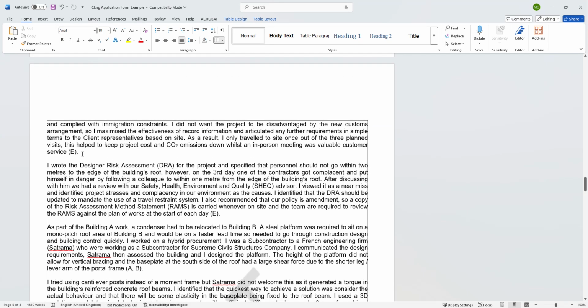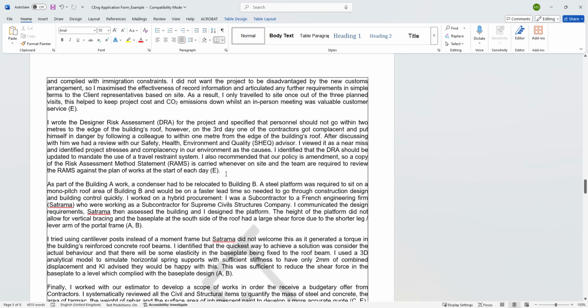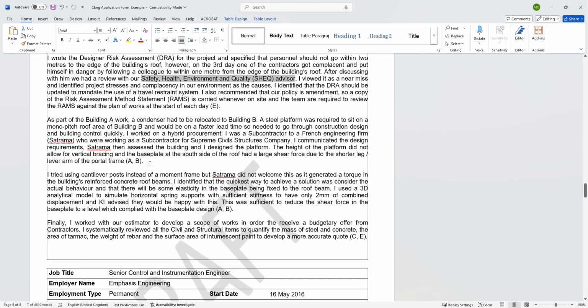The candidate provided evidence of competence E as well, as you can see. This is another good example of competence E, where the candidate performed risk assessments. So this is a very good example. The candidate produced a designer risk assessment and performed reviews with the safety, health and environment and quality advisor. This paragraph shows examples of competence A and B.